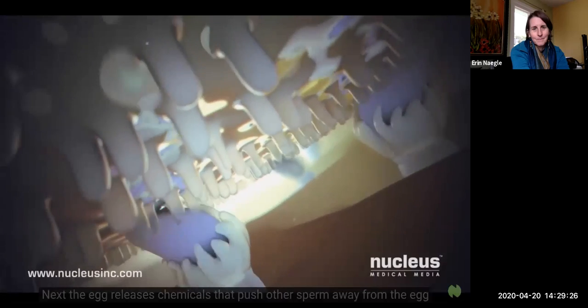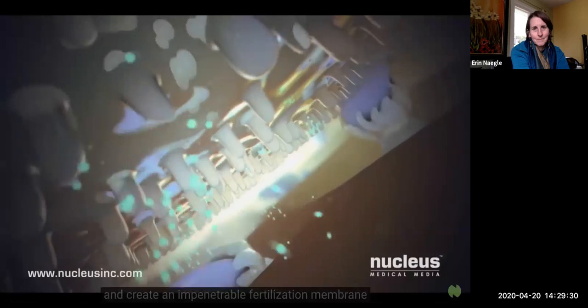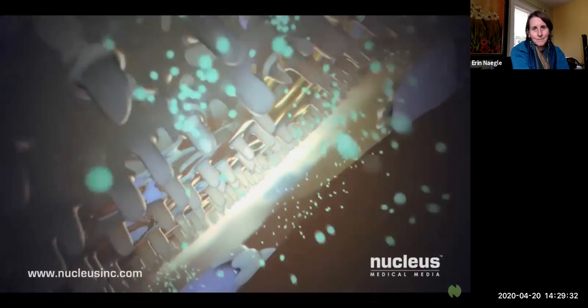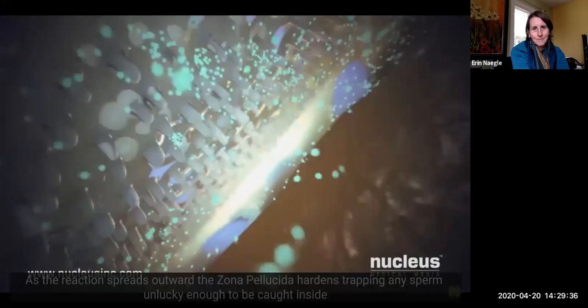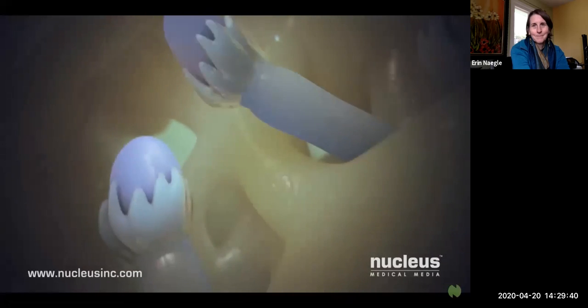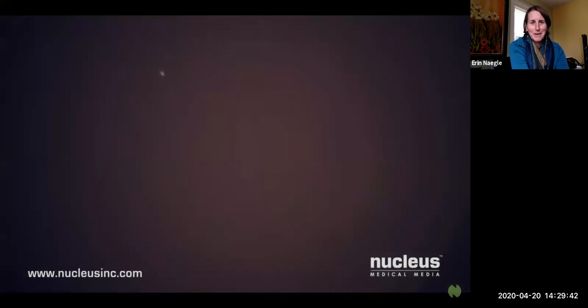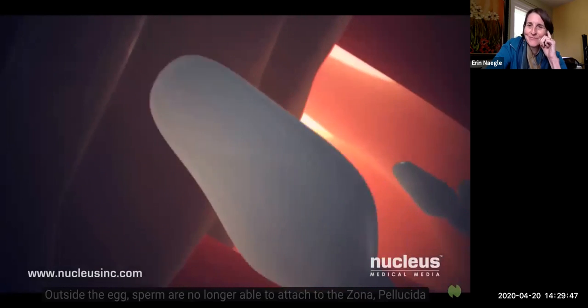Next, the egg releases chemicals that push other sperm away from the egg and create an impenetrable fertilization membrane. As the reaction spreads outward, the zona pellucida hardens, trapping any sperm unlucky enough to be caught inside. They'll all die anyway, what does it matter? Outside the egg, sperm are no longer able to attach to the zona pellucida.